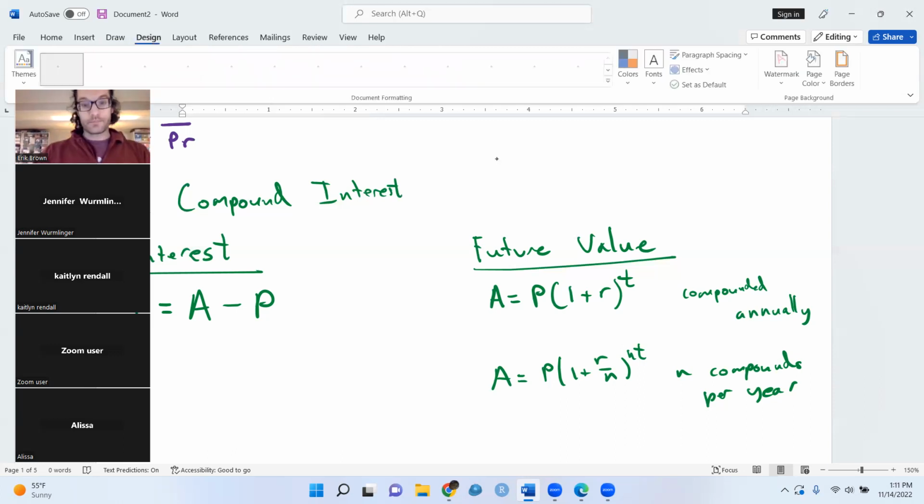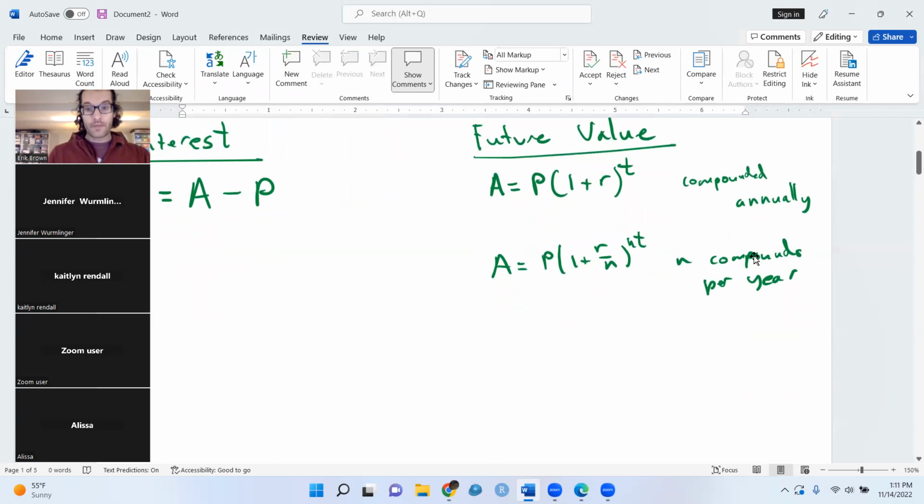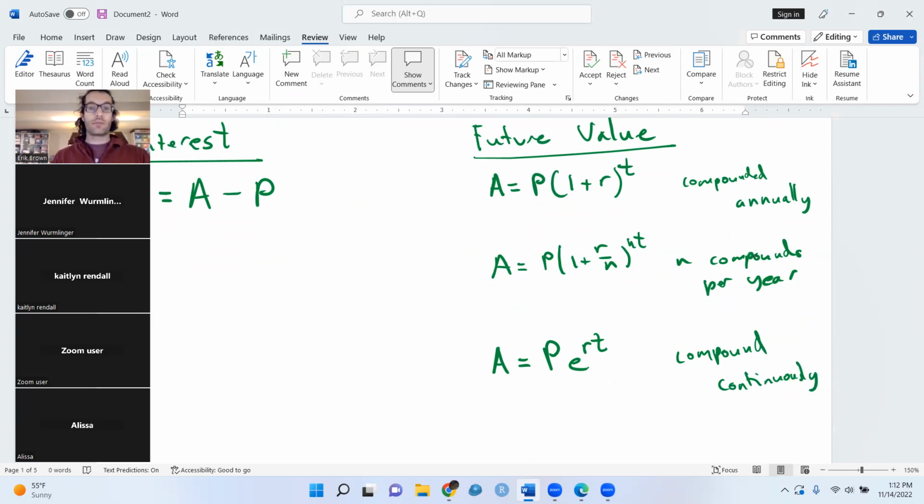And then the last future value formula is the compounded continuously, which is P times e raised to the r times t. So this is compounded continuously. You need to watch for the language in the problems to determine which formula you are going to use. If it says compounded X amount of times per year or n amount of times per year, you're using this one. If it says compounded continuously, you're using this Pert one, and you need to remember that e is a number.